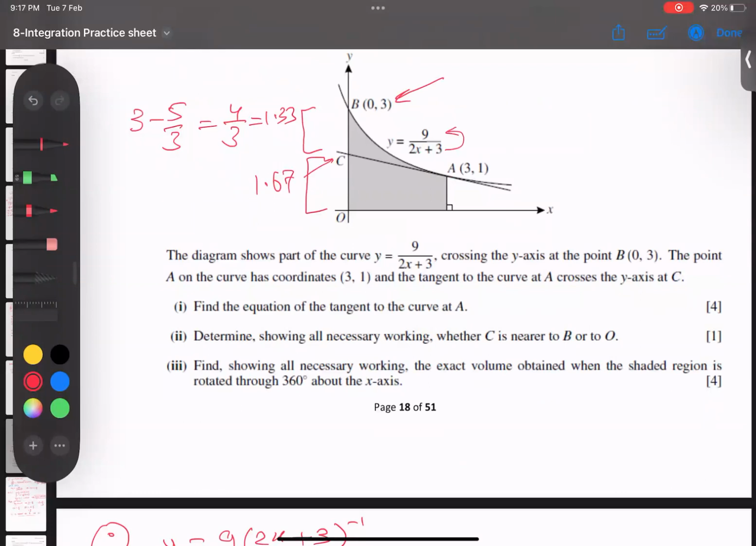The last part of the question is asking: if the shaded area is rotated about 360 degrees, find the exact volume. Whenever the word exact is used, we have to avoid decimal answers. Give the answer in fraction form and root form, whatever is exact. So let's see how we can do it.